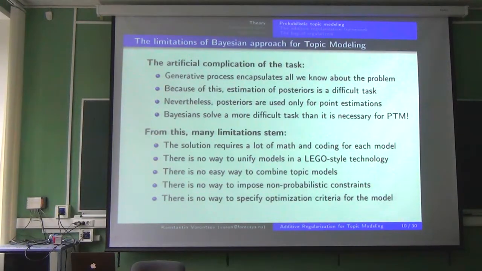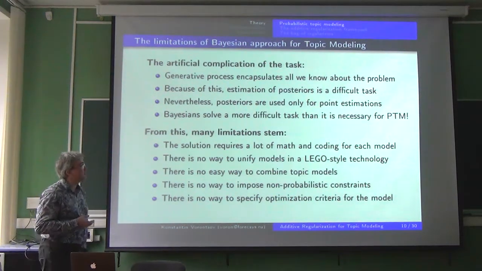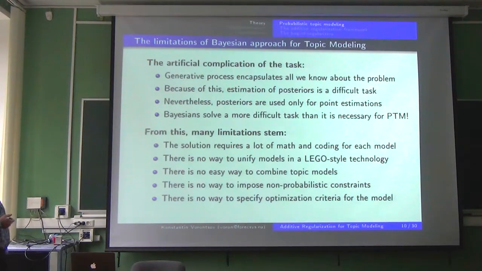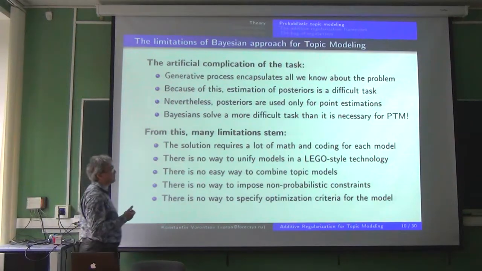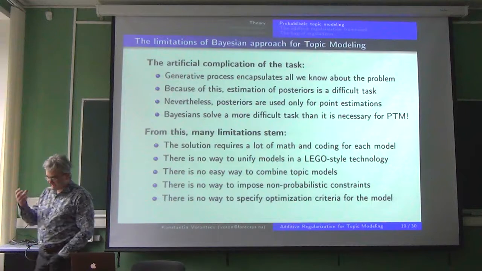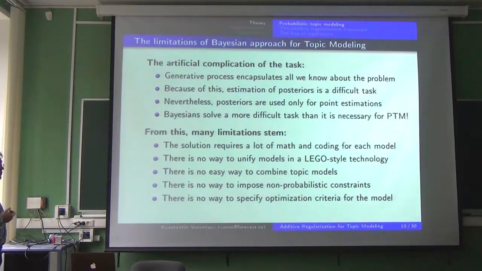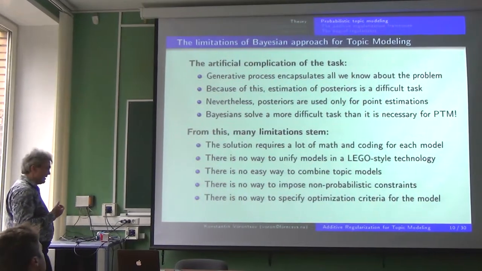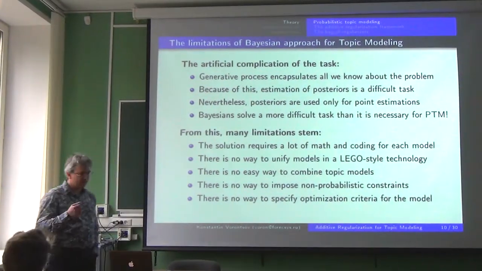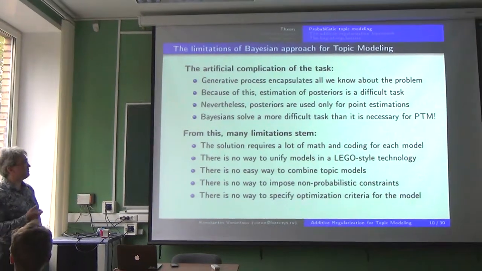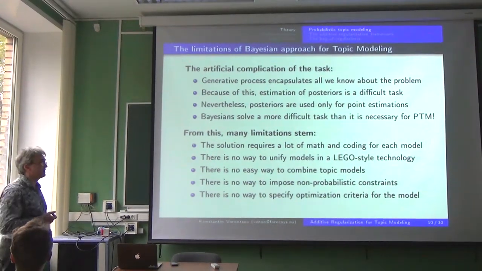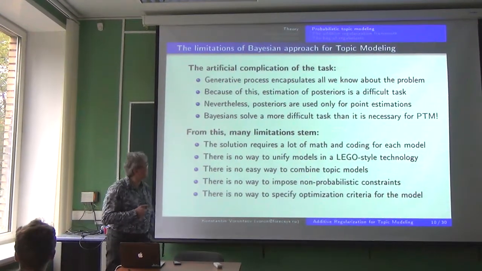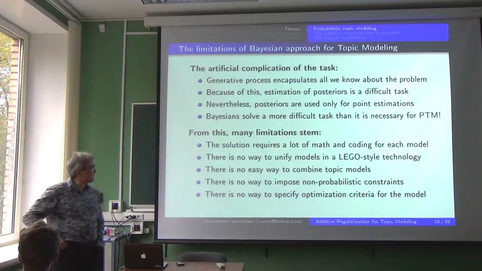The artificial complication of the task is that our generative process encapsulates all we know about the problem, and because of this, estimation of posteriors is a difficult task. Nevertheless, posteriors are used only for point estimation, only to estimate the expected values of model parameters in topic modeling. At that point, I make the message that maybe Bayesians solve a more difficult task than is necessary for probabilistic topic modeling. And from this, many limitations stem.